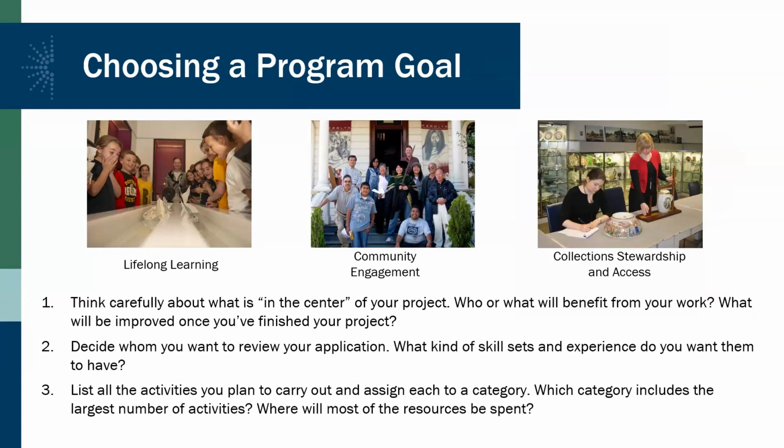Lastly, a third strategy is to try to make a list of all the activities you plan to carry out. Then assign each to a program goal and then count to see where most of these activities occur and where most of the time and money will be spent. That might well provide your answer.